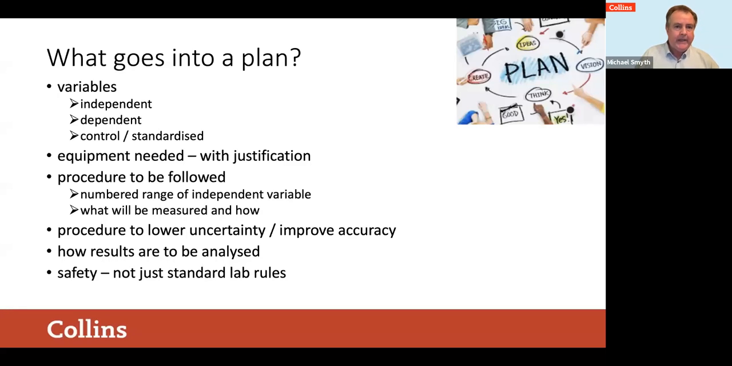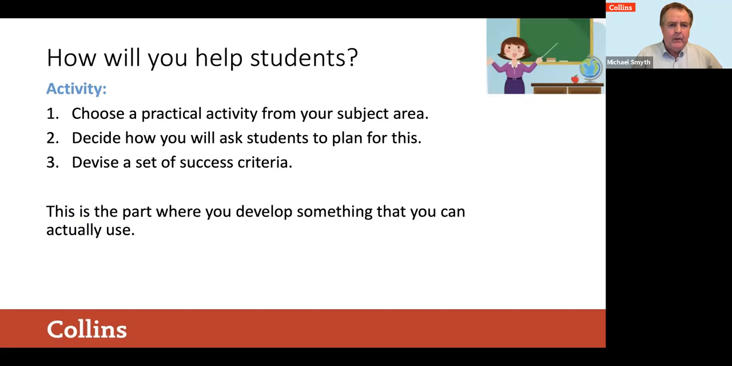Okay, so these are the things that we would expect to be included in a plan. Now, what I'd like you to do, a little activity for you, is choose a practical activity from your subject area, physics, chemistry, biology. Decide how you will ask students to plan for it.